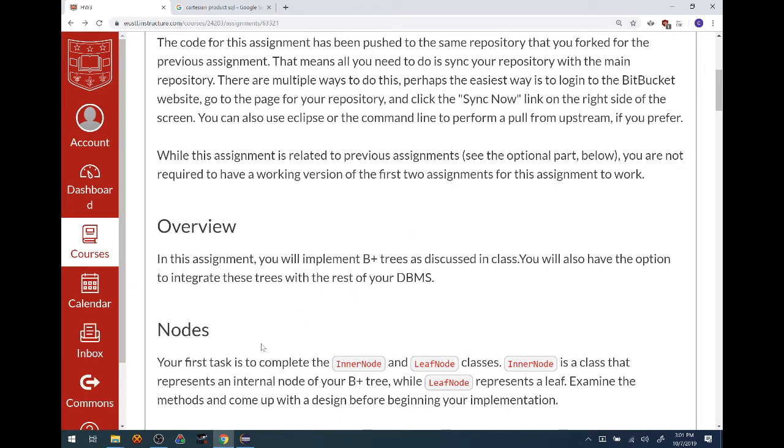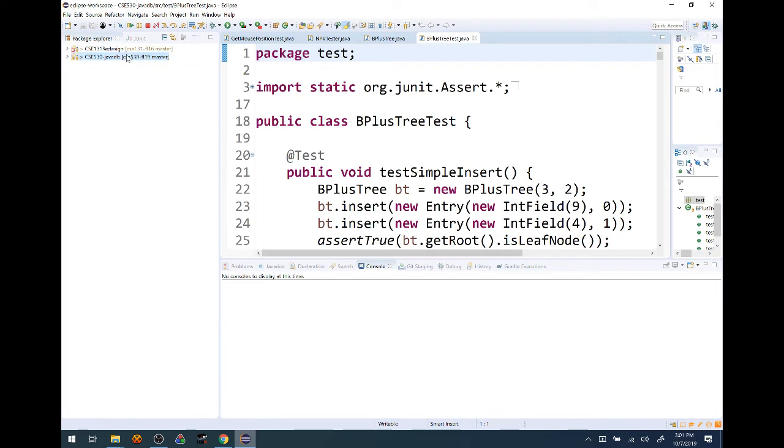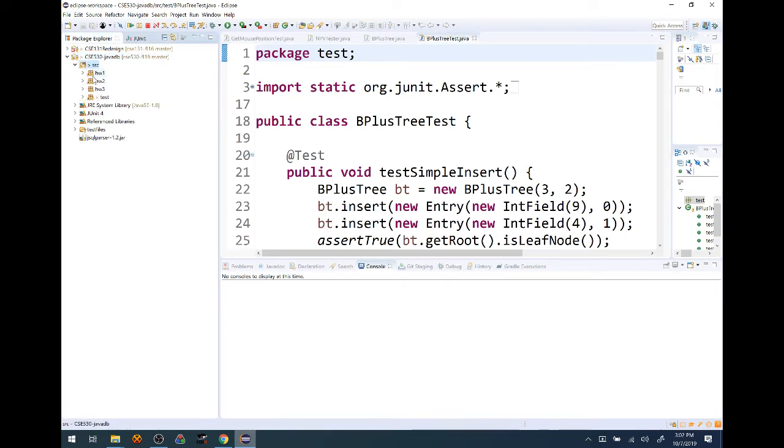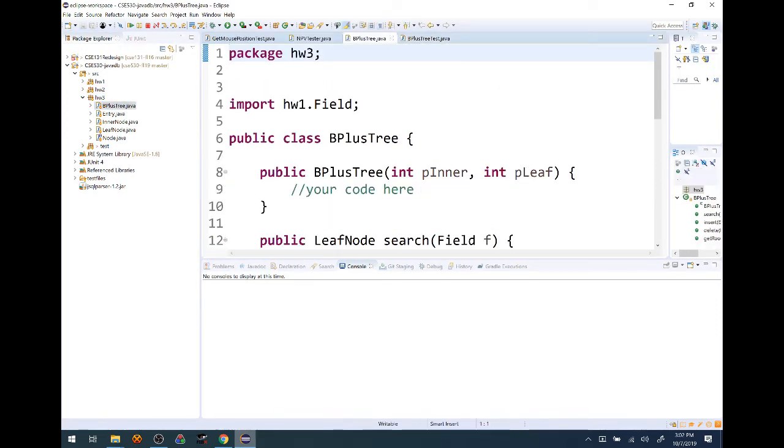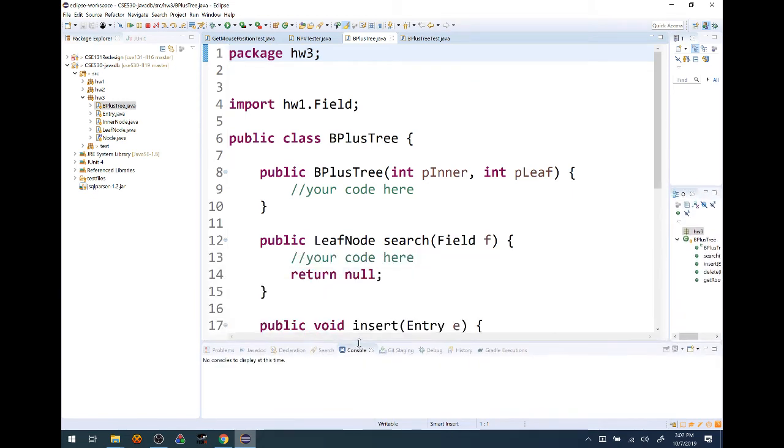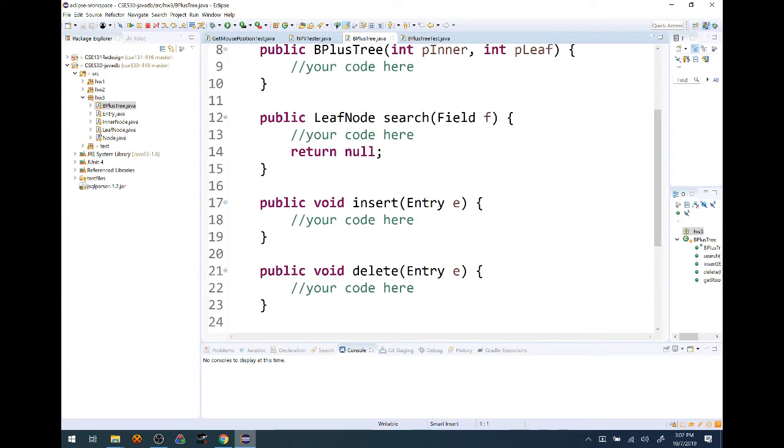Okay, so if I switch over and take a look at the code real quick that I have given to you for this assignment. The only file that you are required to modify is this one, B+ tree. This is the only file that you're required to modify as part of this assignment. You can see that I've given you a constructor. I've given you 3 methods: search, insert, and delete. Those are the 3 operations that we talked about performing on a B+ tree. That's it. You just got to make those methods, right? 4 methods.